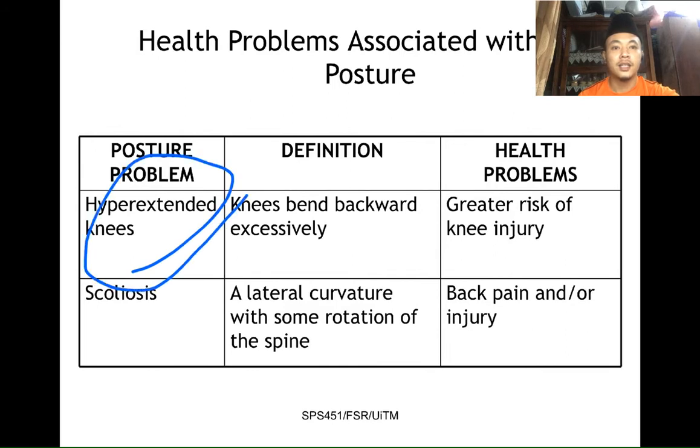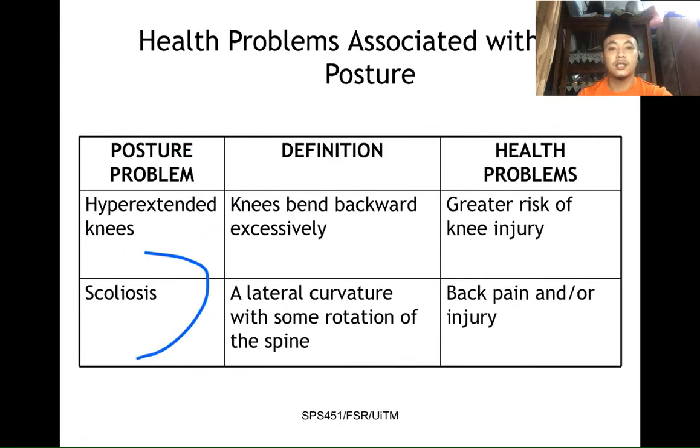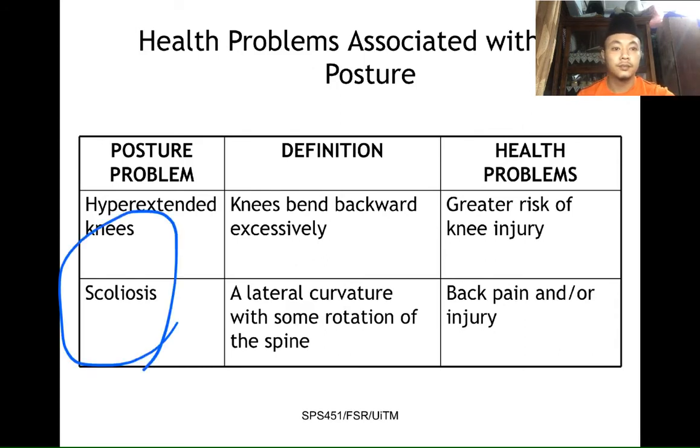Next is hyperextended knees. Knees bend backward excessively. Health problem, it may cause greater risk of knee injury. Dan biasanya orang yang kena hyperextended knee ni susah dia nak buat squat, bahaya untuk dia. And the last one is scoliosis. Scoliosis is lateral curvature with some rotation of the spine, back pain and or injury. Maknanya tulang belakang dia ada curve sedikit. That is scoliosis.